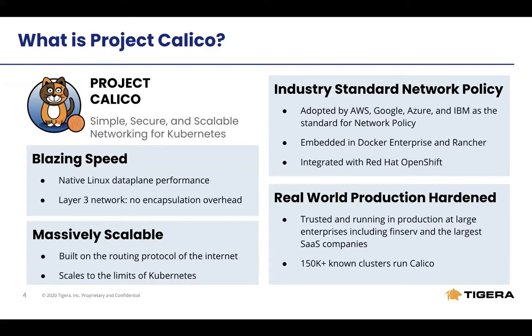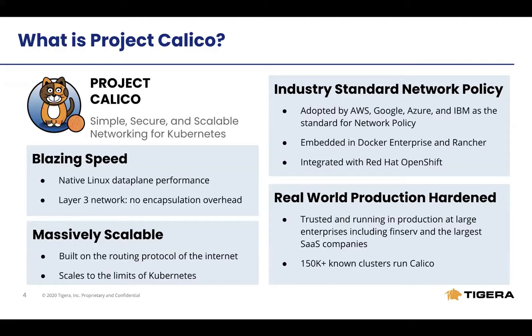It is massively scalable because it's built on BGP, which is the internet's routing protocol. So it scales really to the limit of Kubernetes itself. The industry players, like cloud players, as well as other platform players, such as AWS, Google, Azure, and IBM, have standardized on using Calico, at least for network policies. It's also been embedded with Docker Enterprise from Kubernetes, as well as Rancher as an option for Calico, as well as deep integration as a supported option for Red Hat OpenShift.